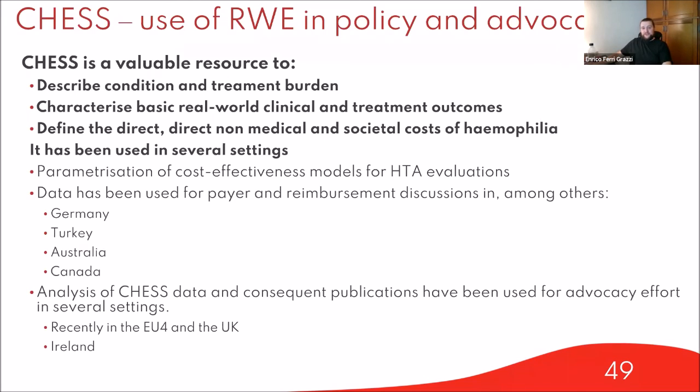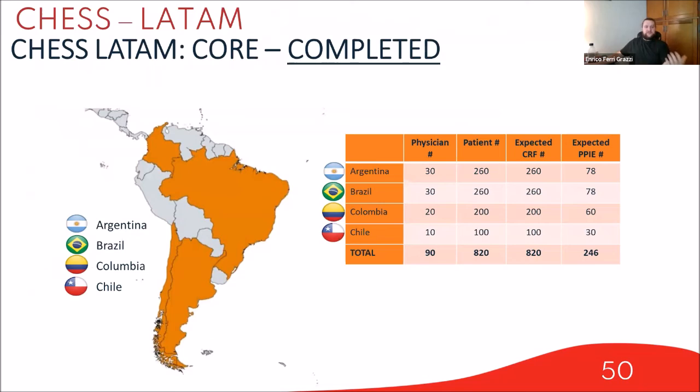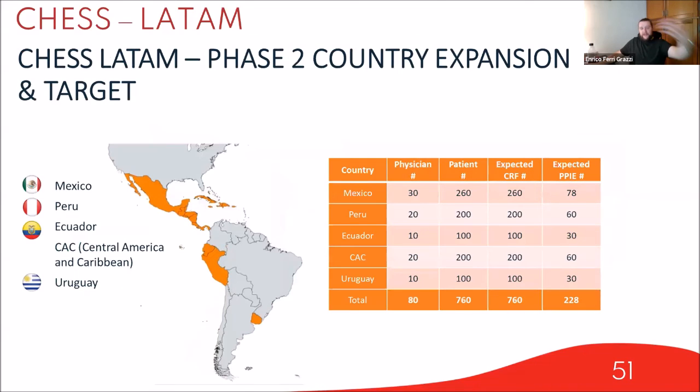And the good news is there is something that is specific to Latin America. This is one part of the study that we've already completed. It's the core countries: Argentina, Brazil, Colombia, and Chile, which provides data on a number of patients, a number of clinical records, to be able to quantify the burden of hemophilia in those specific countries. And as some of you will know, we are expanding CHESS to provide this in several other countries as well. This just provides a little bit of a breakdown of what we have and where we have it.